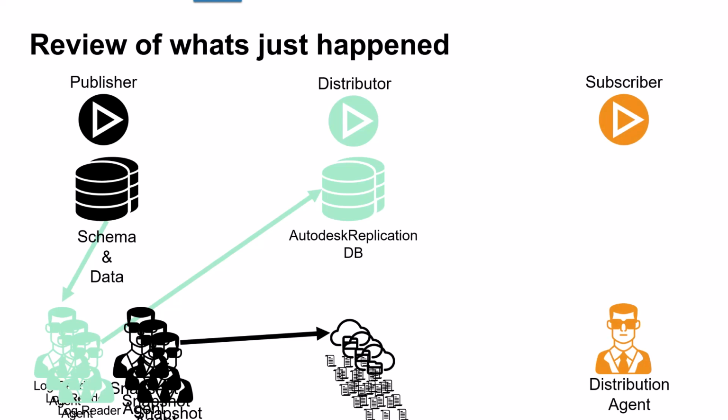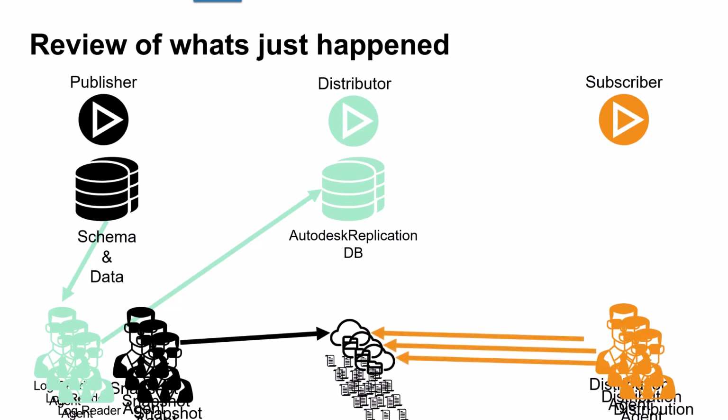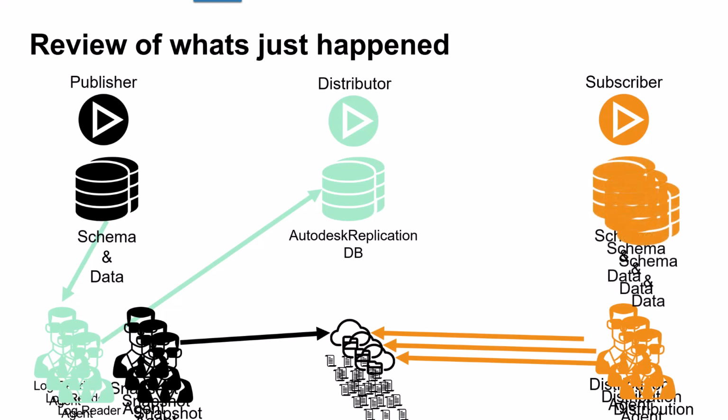On the subscriber, a distribution agent is created for each database. That distribution agent will first read the scripts it finds in the SQL shared folder for its database and execute those scripts. The subscribers' databases are created from those scripts and populated with the same schema and data as the original databases on the publisher.